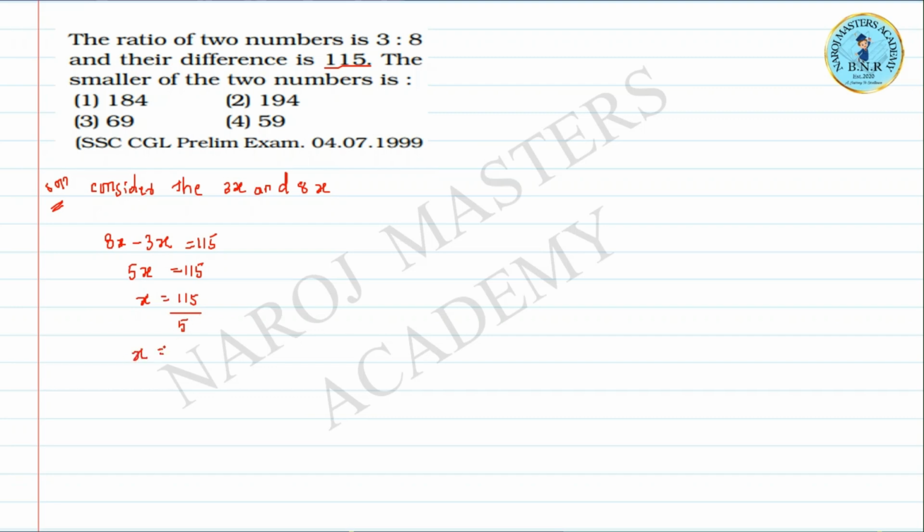x is equal to 5 one time, 5 two times, and 5 three times. So here the value of x is 23. What they have given to find is the smaller of the two numbers. What is the smaller number between 3 and 8? Nothing but 3. 3 is the smaller number, 3x. Put this x value in 3x. 3 into 23 is equal to how much? 23 times 3 is 69. The answer is 69. The option is correct.